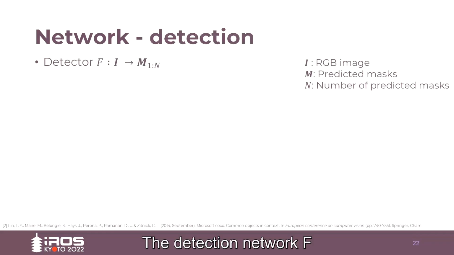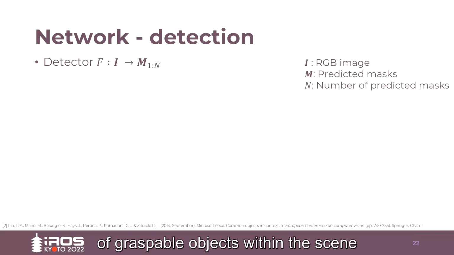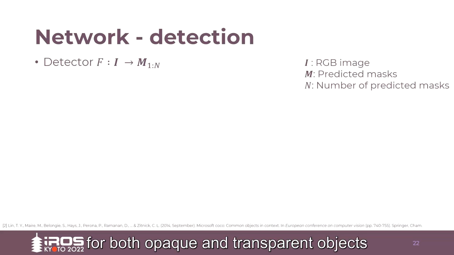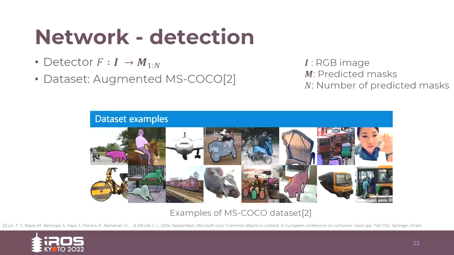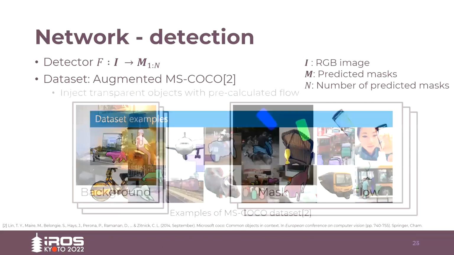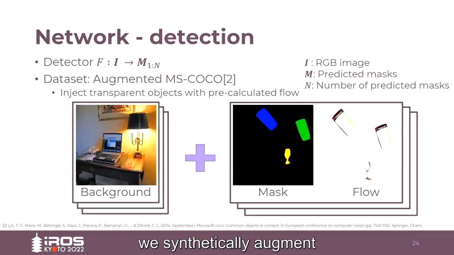The detection network F takes as input a single image I and finds n instance masks of graspable objects within the scene. The challenge here is to obtain stable performance for both opaque and transparent objects. Large-scale real-world datasets, such as MasKGrasp, are biased towards opaque objects, with only scarce wine glasses as examples of transparent objects. To tackle this issue, we synthetically augment each image in MasKGrasp with transparent objects using pre-calculated flow.